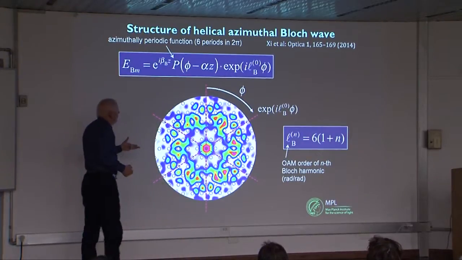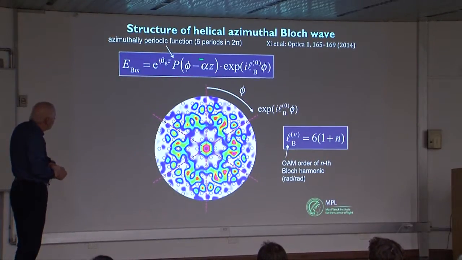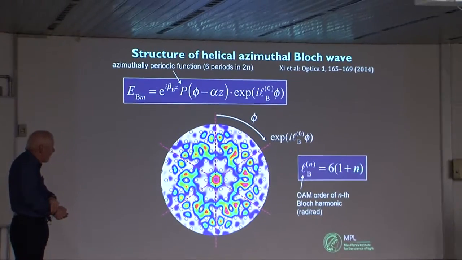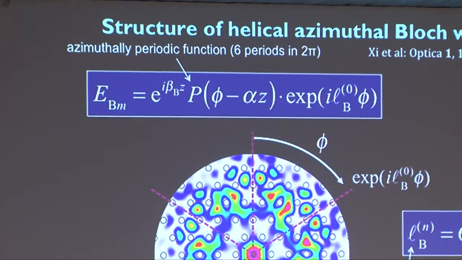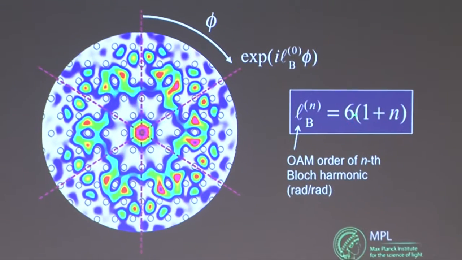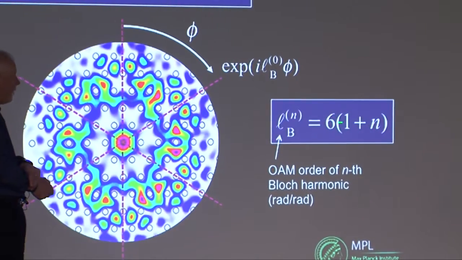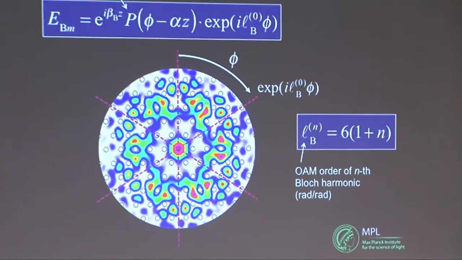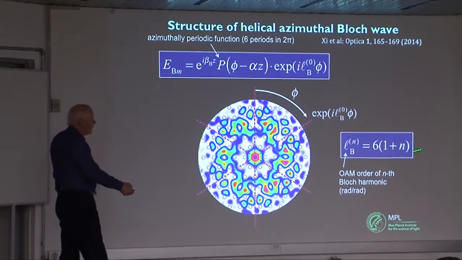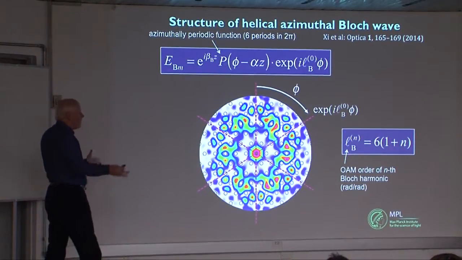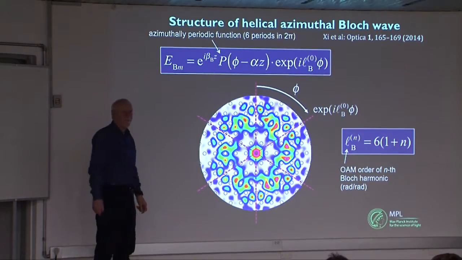So it turns out that in analyzing a Bloch wave just by decomposing the periodic function into a Fourier series, we end up with not just this value of L, but this value of L, which will depend on the harmonic that we're looking at. If the harmonic is 0, for example, then L will be 6 in this case. But for the first harmonic, it would be 2, so we'd get 12. When n equals 3, we get 24. We get a whole lot of different harmonics, and n can be negative as well. So we could get 0, we could get minus 1, that would give you minus 6. So we get all these harmonics, and they all have different values of OAM.